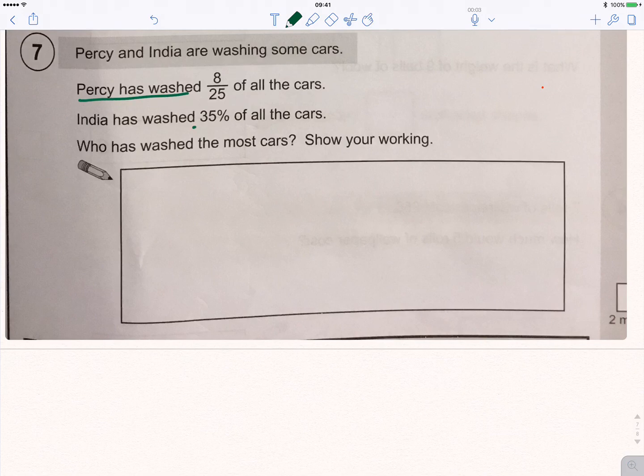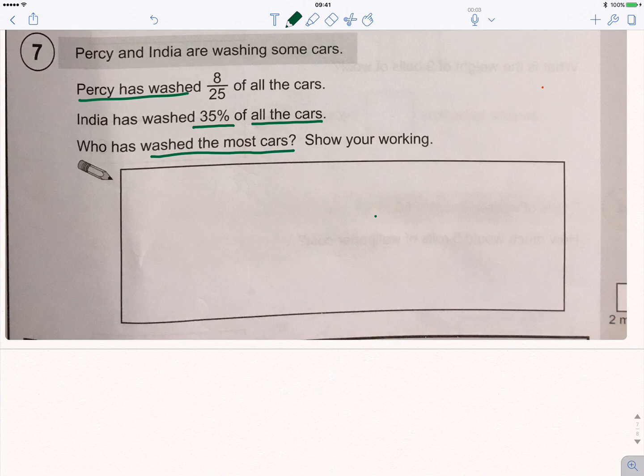India has washed 35% of all the cars. Who has washed the most cars? Well, as you can see, in order to compare them, we need both of them to be in the form of a percentage or a fraction.